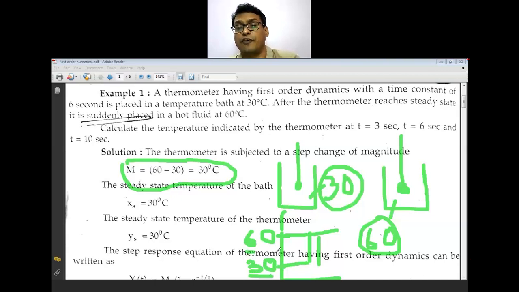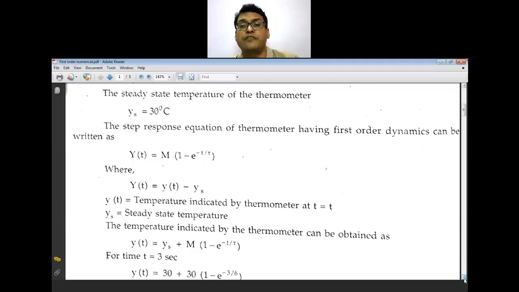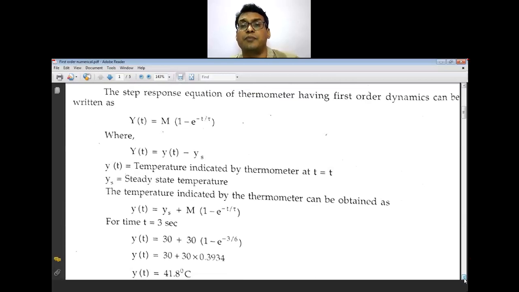Then the steady state temperature initially is 30 degrees Celsius. Final step change is 60 degrees Celsius. Now our step response equation is y(t) equal to M K into bracket 1 minus e raised to minus t upon tau. Now K, the steady state gain for this thermometer, is 1. So the equation reduces to M into bracket 1 minus e raised to minus t upon tau, where y(t) is equal to y(t) minus ys. This ys is the small ys, and it has the value of 30 degrees Celsius.